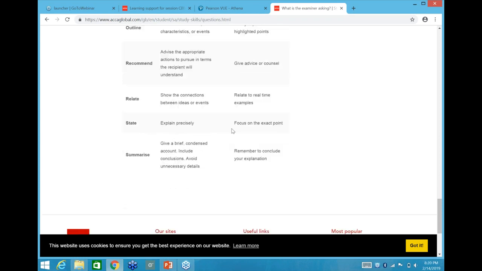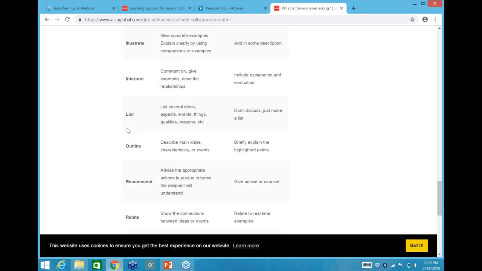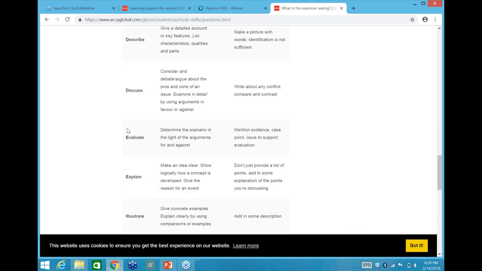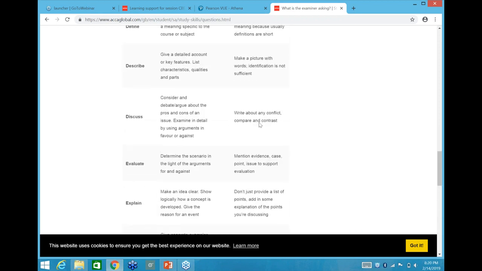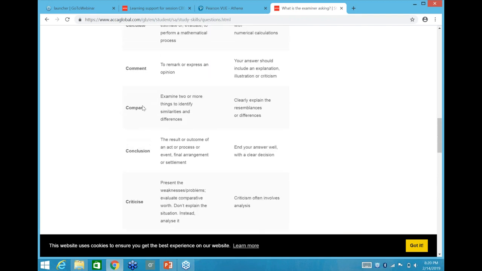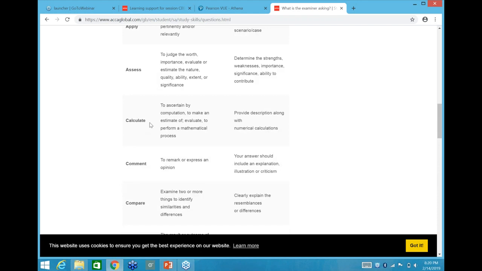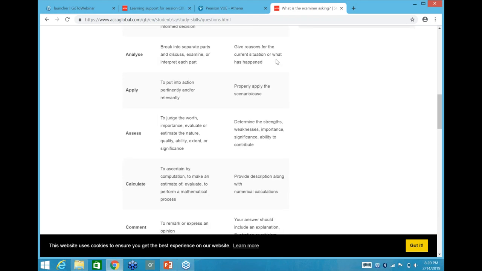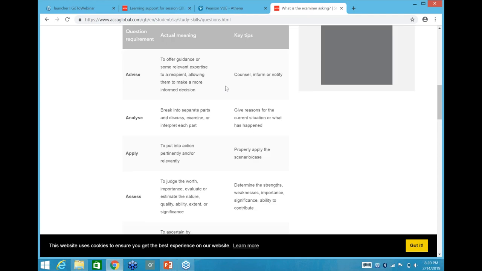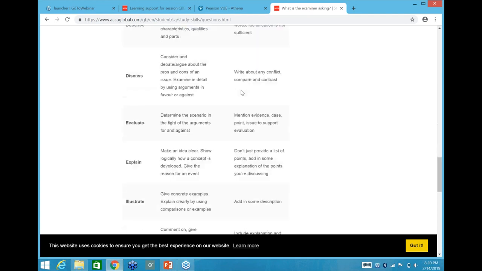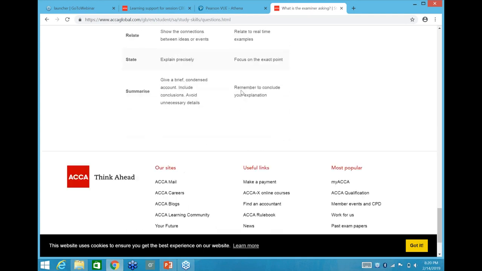State, explain precisely, focus on the exact point. Don't go into depth when they say state. But when you go into things like discuss, write about any conflict, compare and contrast, analyze, give reasons for the current situation or what has happened. So go through these a little bit. Don't waste your time too much on this.